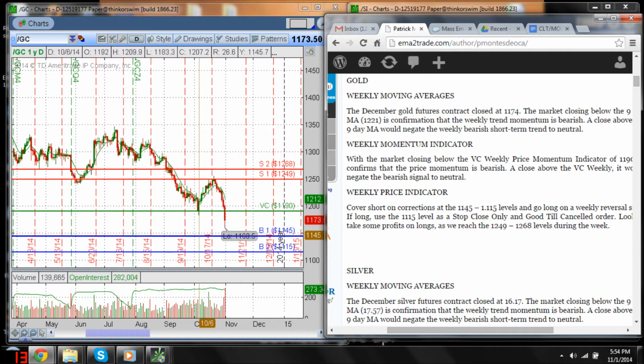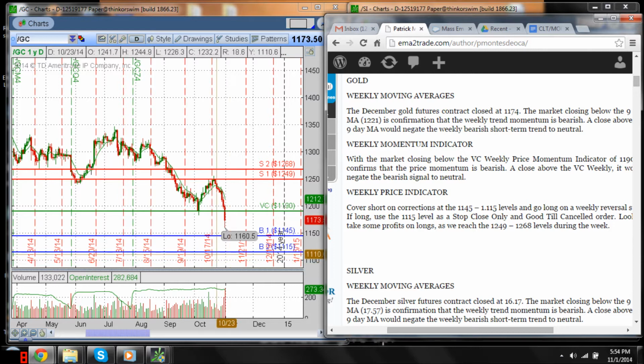And so, once again, the closing is indicating the possibility that this could come down to these levels of 1145, where it's recommending for you to enter a long position. And if you want to enter a second position, enter it at 1116 and use 1116 as a stop, close only.